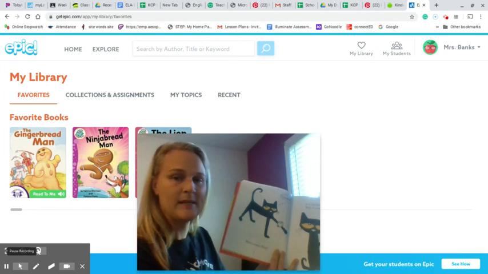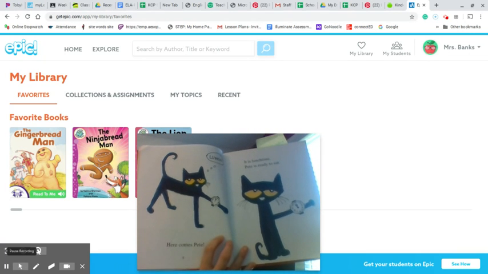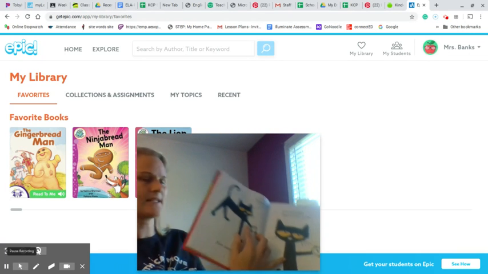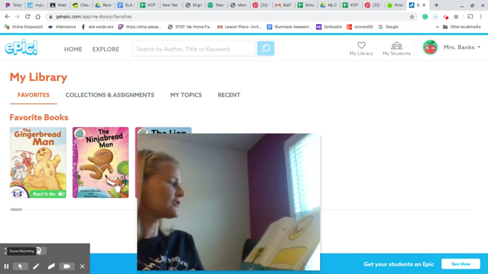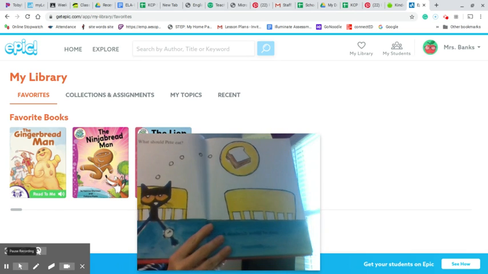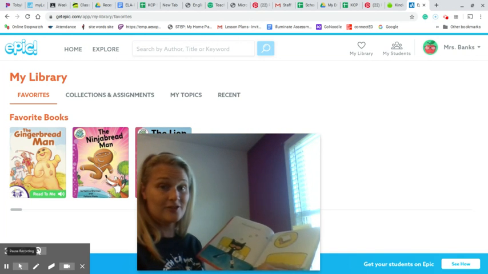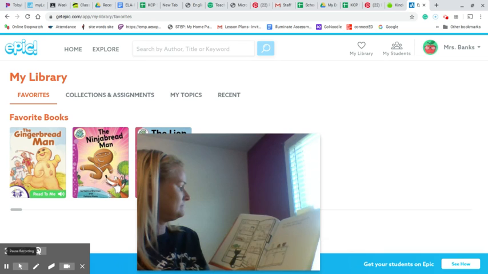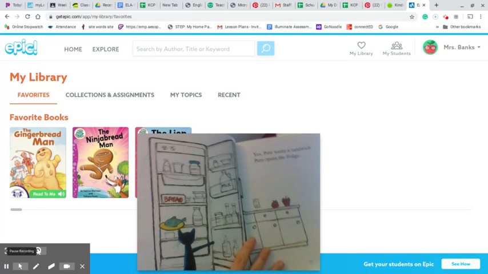Here comes Pete. It is lunchtime. Pete is ready to eat. He's like, lunch? What should Pete eat? A sandwich would be nice. You think Pete's going to eat a sandwich? Wow, look at all those options he has in the refrigerator. What do you think he's going to choose in there?